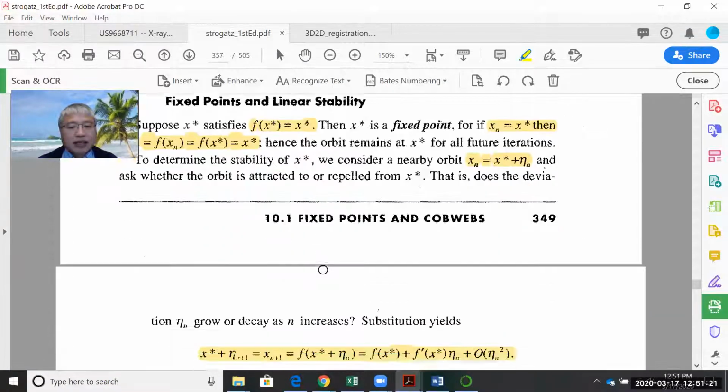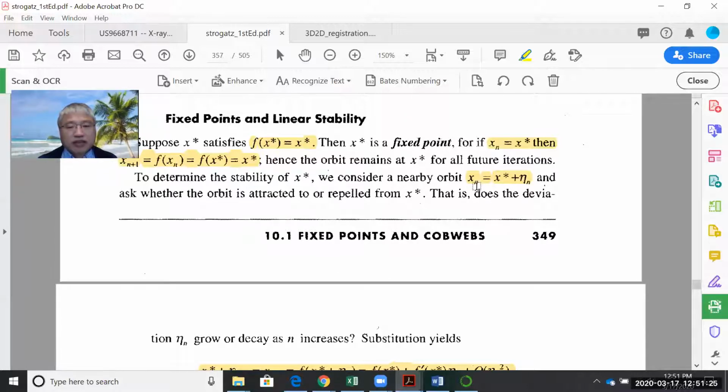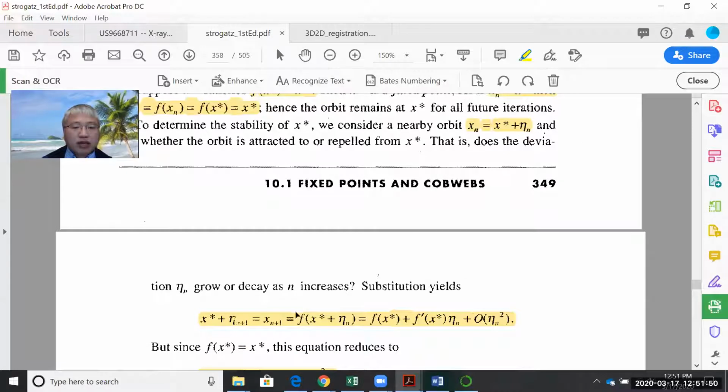Then to analyze the stability around the fixed point, we imagine that at the nth iteration, the state slightly deviates from the fixed point. So x_n equal to x* plus eta_n, where eta_n is a small quantity, a small deviation from the fixed point. Then we want to know how this deviation propagates. We plug this into the function f(x) to get x_{n+1}. Since eta is small, we do a Taylor expansion: f(x* + eta_n) equals f(x*), plus the first derivative evaluated at x* times eta_n, plus higher order terms. Since eta_n is small, we can neglect the higher order terms.